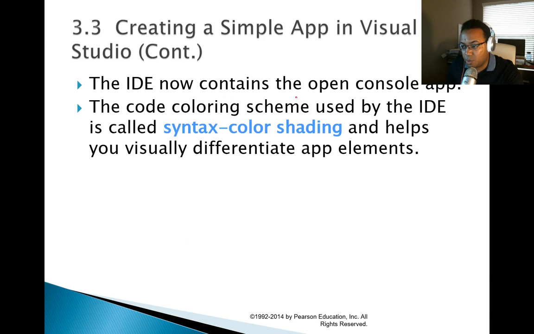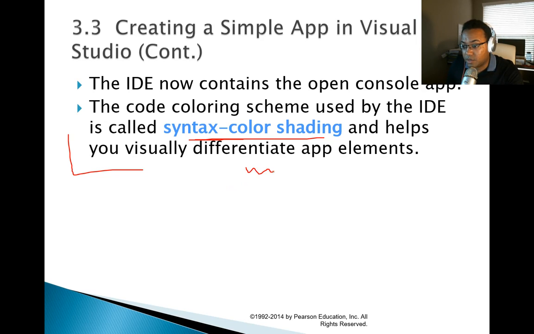The code coloring scheme used by the IDE is called syntax color shading, and it helps you visually differentiate app elements. It also helps you differentiate between what is working and what isn't. As you saw when I removed using system, the console class was not accessible. So what happened? The color went away. It wasn't green anymore. It turned black. The reason is that Visual Studio has a built-in syntax color shading feature that allows you to see what's going on and see what's wrong.